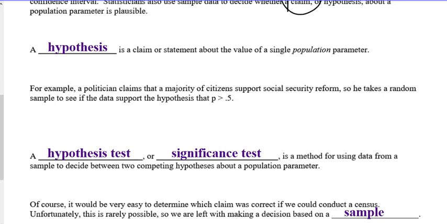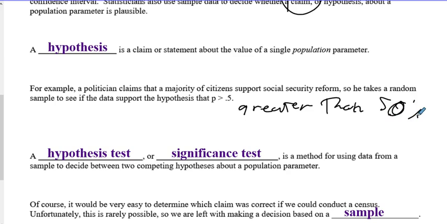So, for example, a very popular example: a politician claims a majority of citizens support Social Security reform. So he takes a random sample to see if that data supports greater than 50%. Okay? That is what he's projecting for. So this is greater than 50%. 0.5 is 50%.